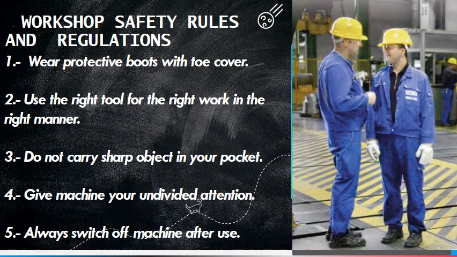Safety rules and regulation. Workshop safety rules and regulation are designed to be observed to protect you from harm and danger in the workshop. What is number 1? Wear protective boots with toe cover. 2. Use the right tool for the right work in the right manner. 3. Do not carry sharp objects in your pocket. 4. Give machine your undivided attention. 5. Always switch off machine after use.